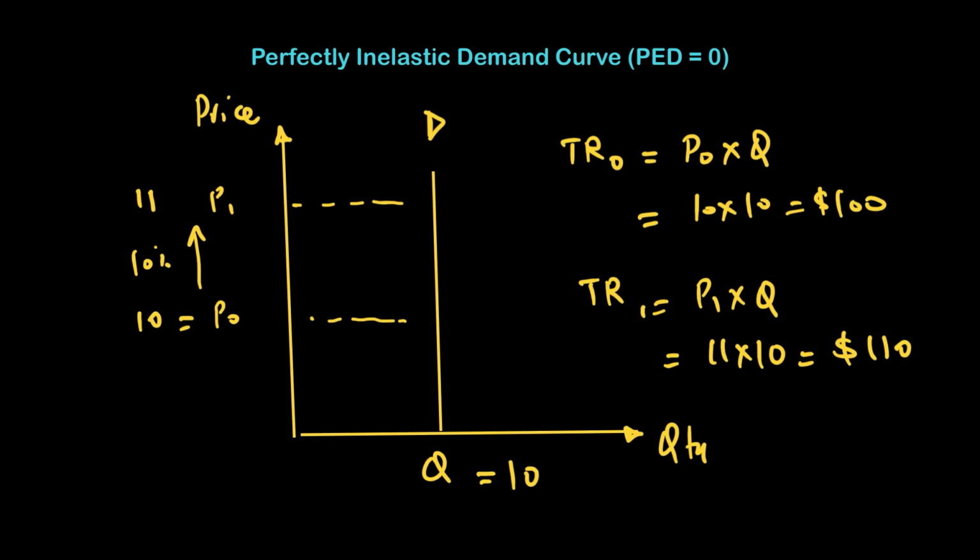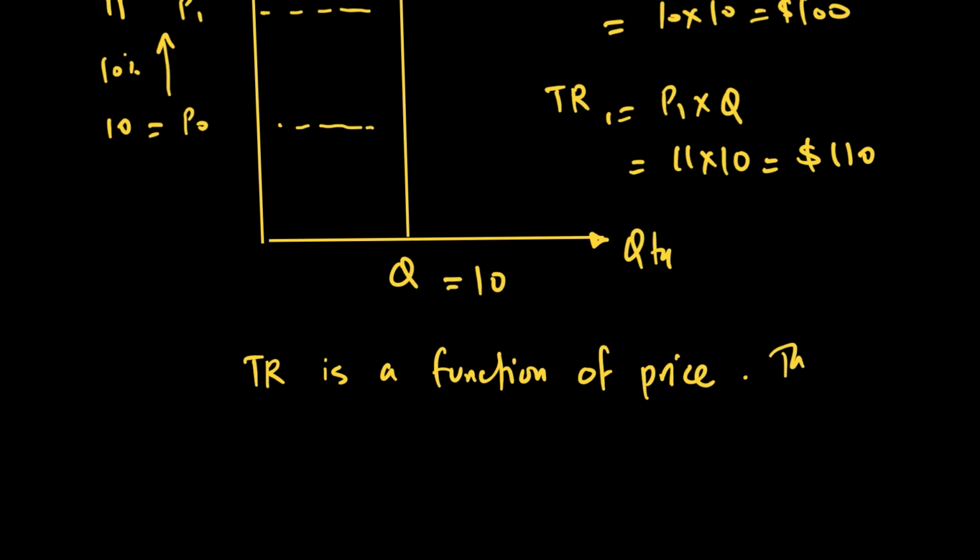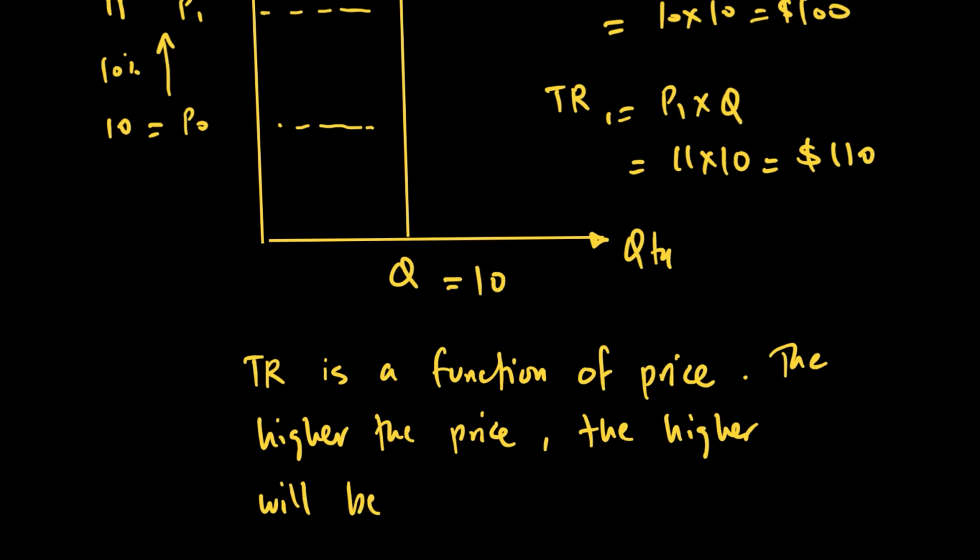So in other words, we can argue that total revenue is a function of, or depends on, price. The higher the price, the higher will be the total revenue.